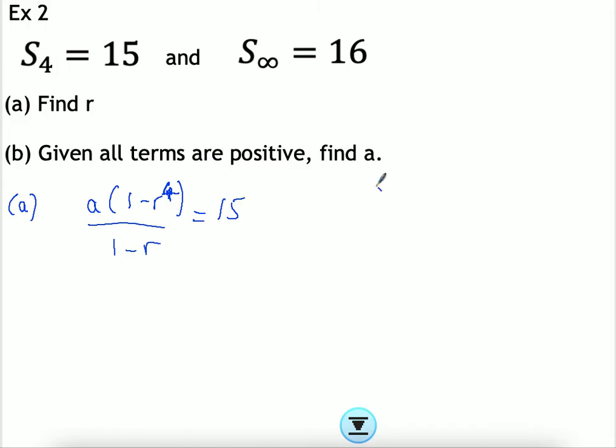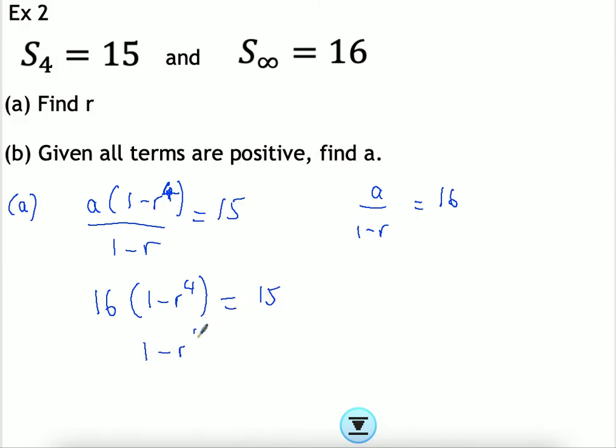Sum to infinity, a over 1 subtract r, is 16, and we don't know anything else at this moment in time. Now this bit is really clever, and this will always be the case if we're told a sum and the sum to infinity. Here we have a over 1 subtract r is 16. Here we have an a over 1 subtract r, so we can replace it with 16, which is quite nice.